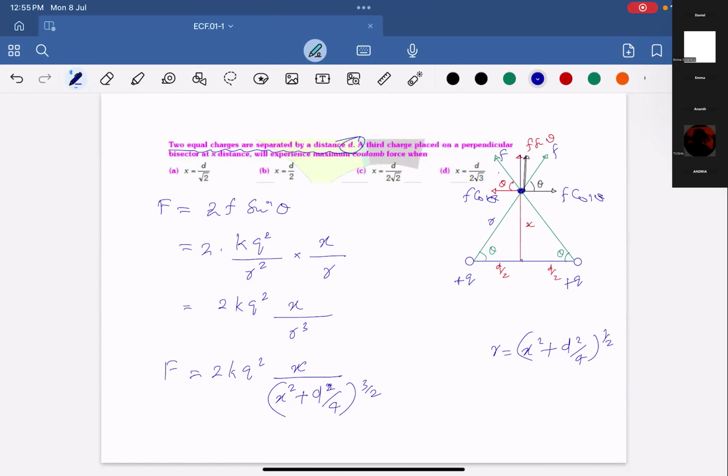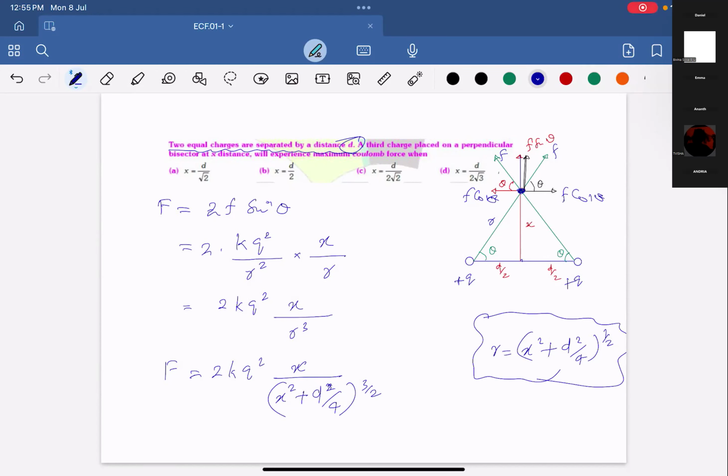I've taken the triangle and half the length is d by 2. Hypotenuse is taken as r and the perpendicular distance x. Then by Pythagoras theorem, I can write r as root of x square plus d square by 4, the whole raised to 1 by 2. That is Pythagoras theorem, okay? R is equal to x square plus d square by 4 the whole raised to 1 by 2.